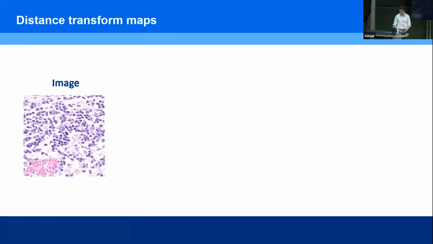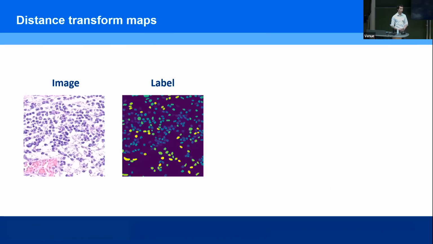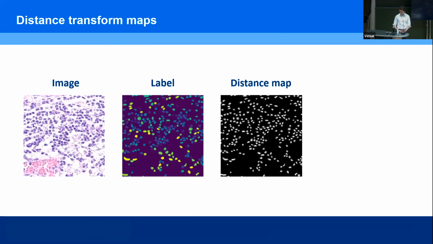Let me just talk about the distance map for a second. Imagine we have this image over here, and this is its corresponding label. A distance map is essentially, for each pixel, you're saying how close is it to a boundary, and we give it a value based on that distance. Here, this is the Euclidean distance. And we say the further you are from the boundary, for example the boundary of a nucleus, the higher your pixel intensity.